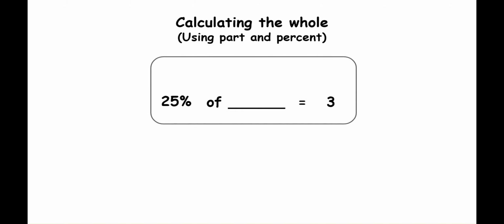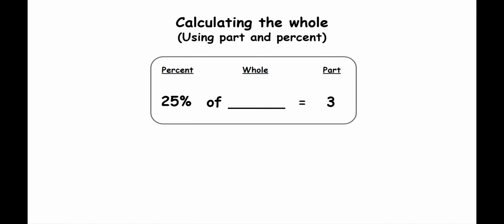In this video, I'm going to show you how to calculate the whole amount by using a percent of that whole amount along with the part relating to that percent. In our first example, we have 25% of a number is equal to 3. So we're going to use 25% and the part 3 to calculate the whole amount.